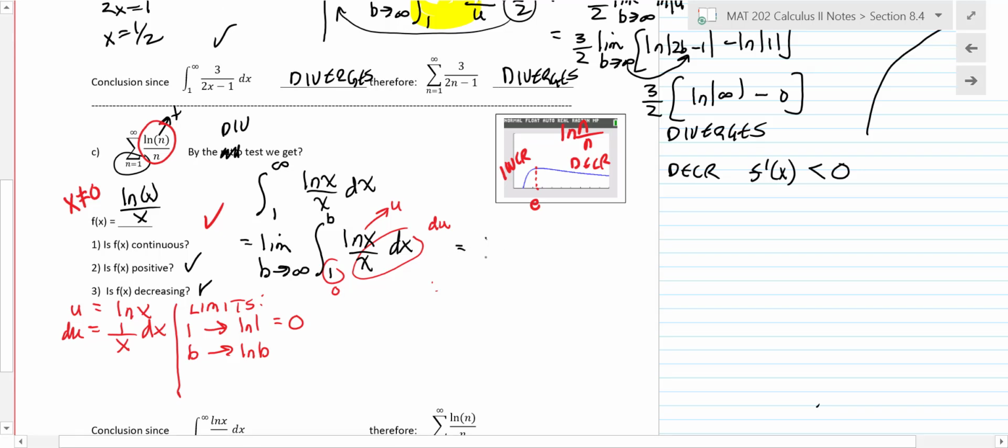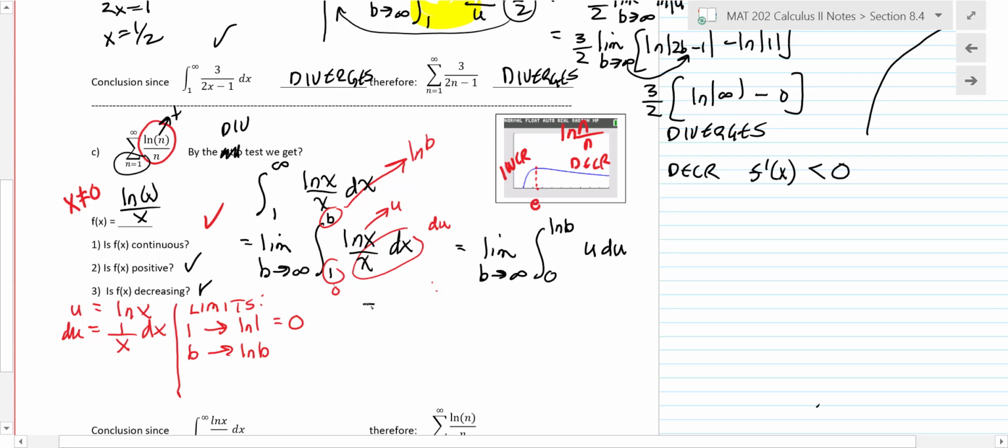So we're going to have the limit as b goes to infinity. Now we're going to go from 0 to ln of b. When we changed that limit, that went to ln of b. And then we have u du, right? We let u be ln of x, so that's going to be u times du like that. All right, so let's go ahead and get that worked out.